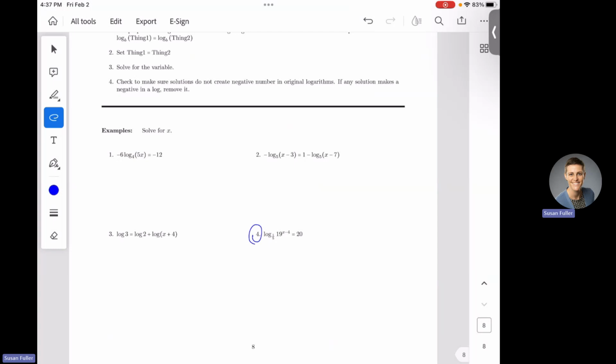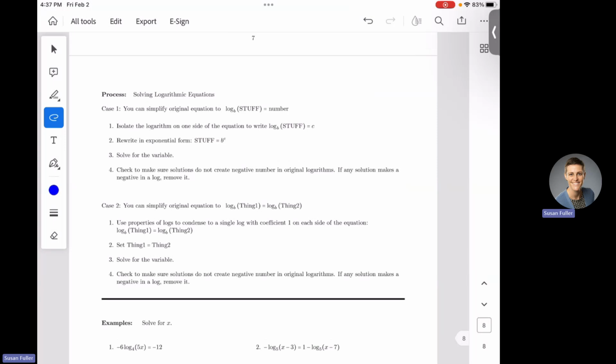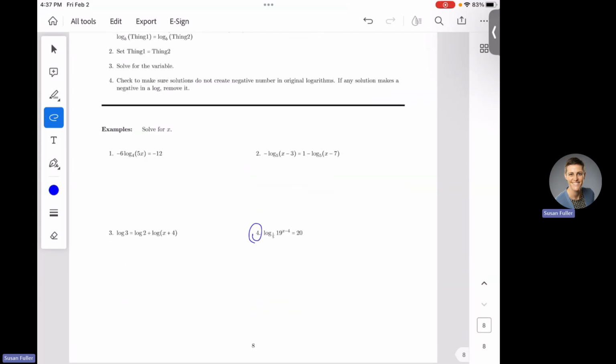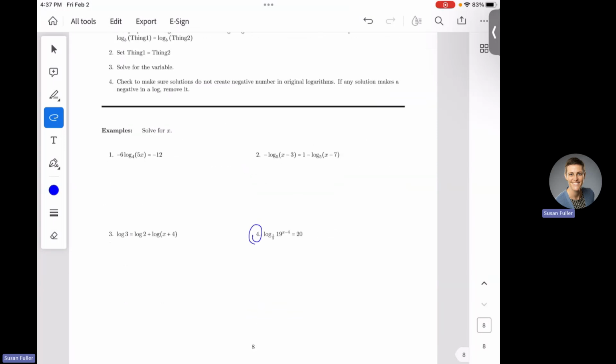Okay, so I'm going to work number 4 here. I mentioned this briefly in class. This doesn't really fall into one of our cases here in our process. This is kind of an oddball. The reason that this is different is because our variable x that we're trying to solve for is already in an exponent inside a log.